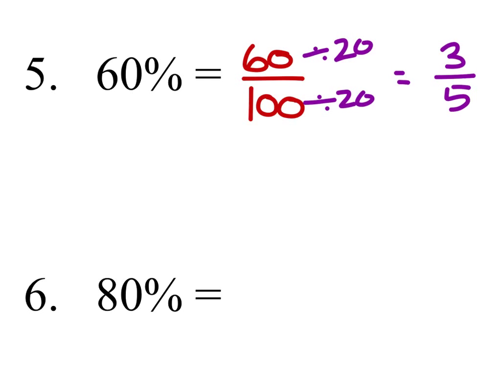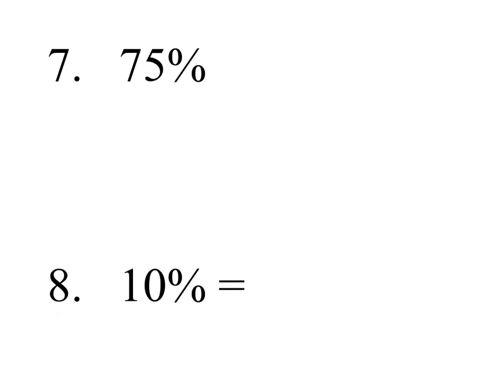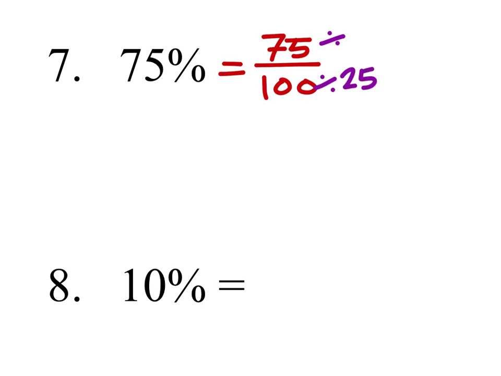So 80% is 80 per 100. And it looks like I can simplify both of these by 20 each. As a fraction simplified, 4/5. These ones are going to be the same idea. 75% is 75 per 100. And we can simplify both of these by a factor of 25. So divide both by 25 gives us 3/4.